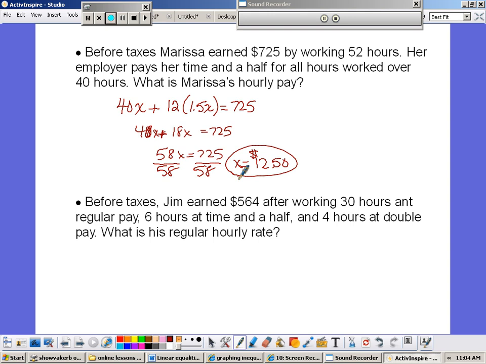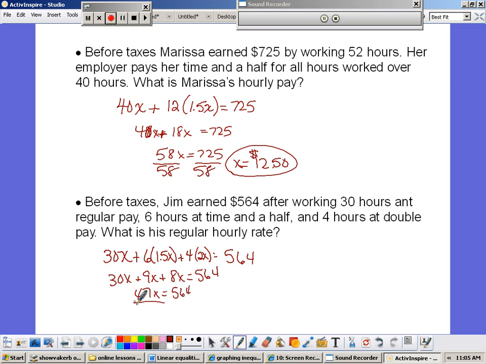Before taxes, Jim earned $564. He worked 30 hours at regular pay, which I'll call x. He worked 6 hours at time and a half, which I'll call 1.5x. And he worked 4 hours at double pay, which I'll call 2x. So I have 30x plus 9x plus 8x equals 564. 47x equals 564. Divide by 47. X is $12. Jim earns $12 an hour.